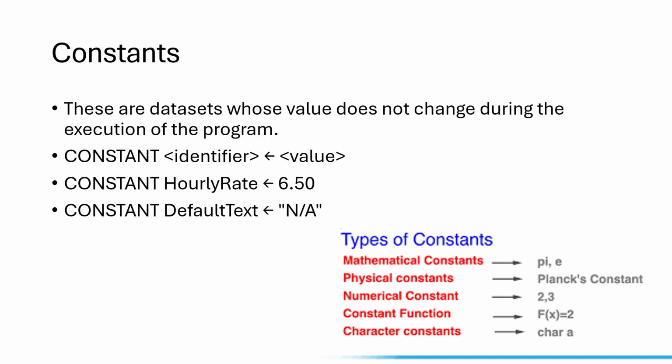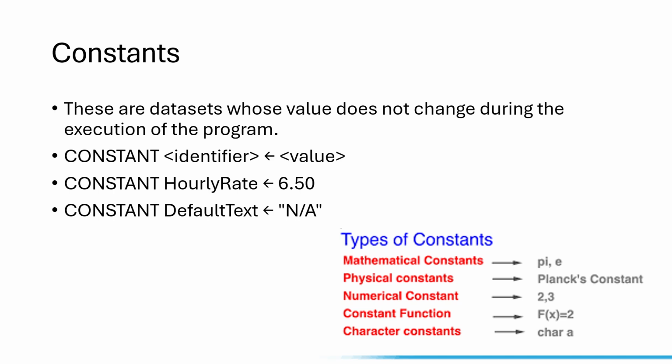Therefore, summarizing it, we can say that constants are all those data sets whose value does not change during the execution of the program. Some of the types here are mentioned: mathematical constant like pi, like exponent; physical constant like Planck's constant; numerical constant, any values 2 or 3; constant function, any value assigned to a function; and the character constant, for example, if you are taking the character A in particular, that remains the same during the program, it will be termed as a constant.